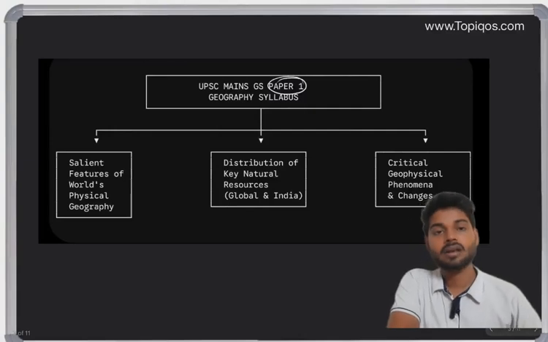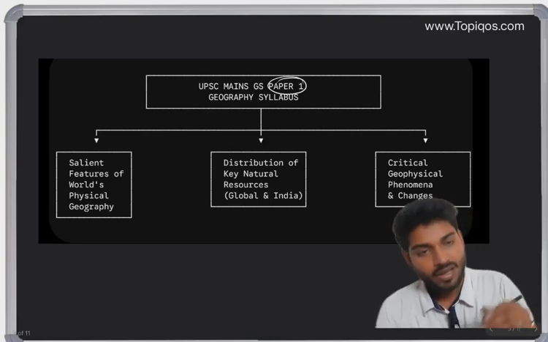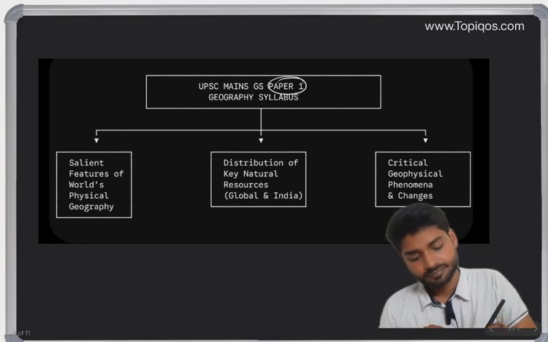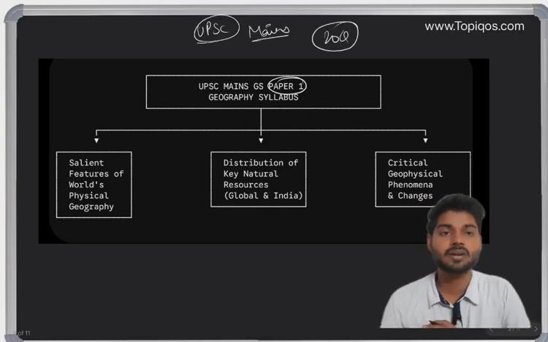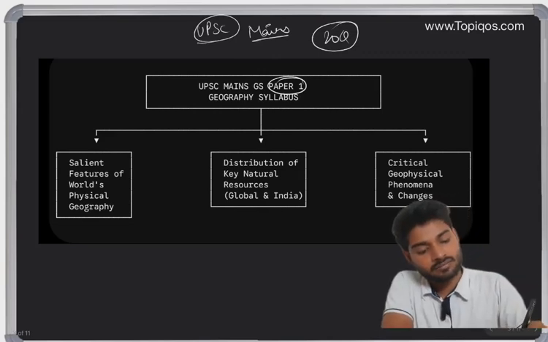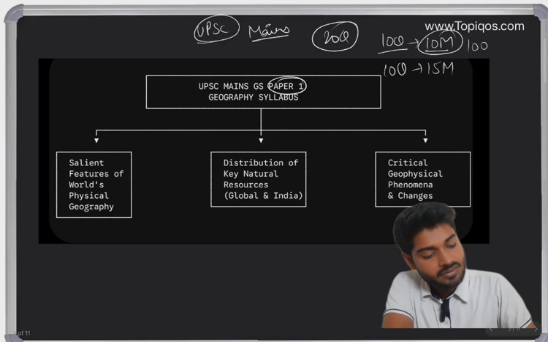Now let's move to the discussion for the mains. If you are seeing the questions of UPSC mains, we have 20 questions. In these 20 questions, 10 questions are 10 markers, which constitute 100 marks. Then we have 10 questions where every question carries 15 marks, which constitutes 150 marks. The total would be 250 marks.